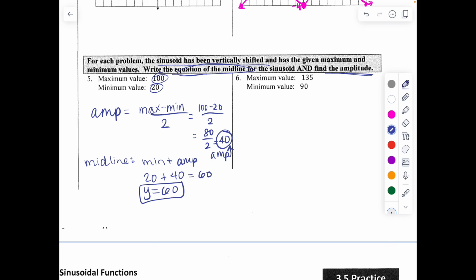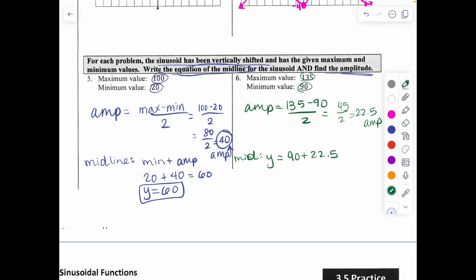Okay, let's look at this next one. It says the maximum is 135, the minimum is 90, so my amplitude is going to be the maximum minus the minimum, all divided by 2. That's 45 over 2, which is 22.5 as the amplitude. And then to get the midline, we know that it's y equals the minimum value, which was 90, add the amplitude, and we get 112.5. And there's my midline.